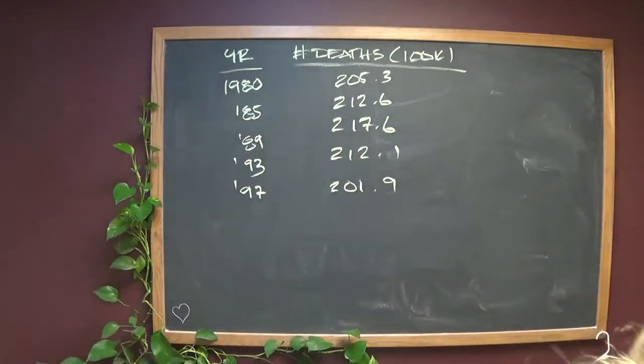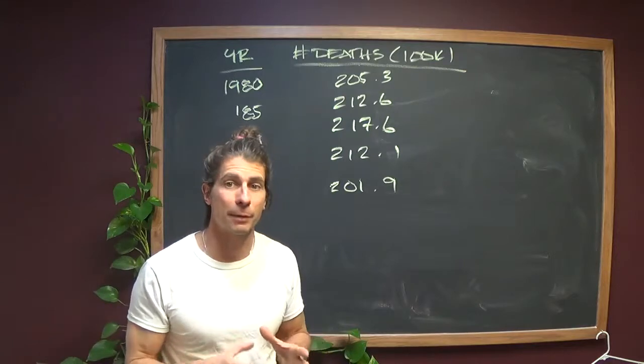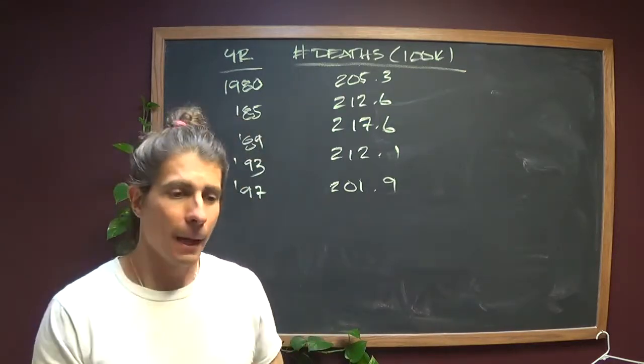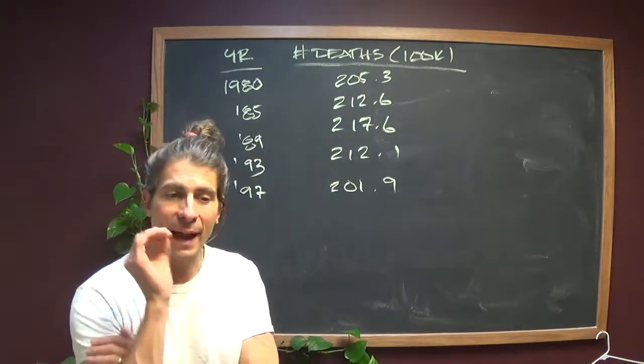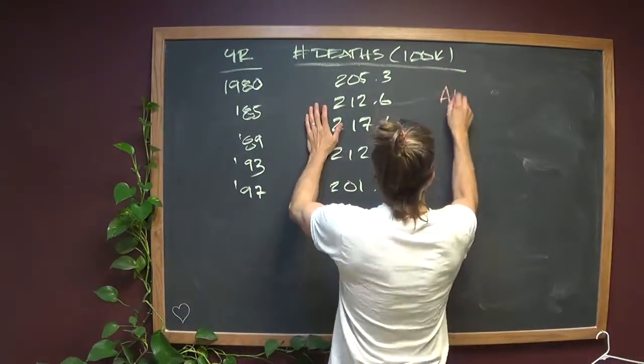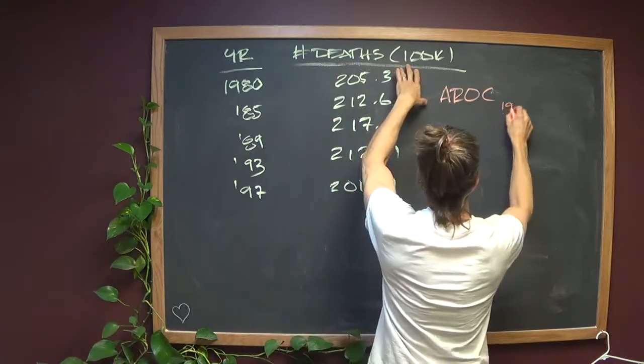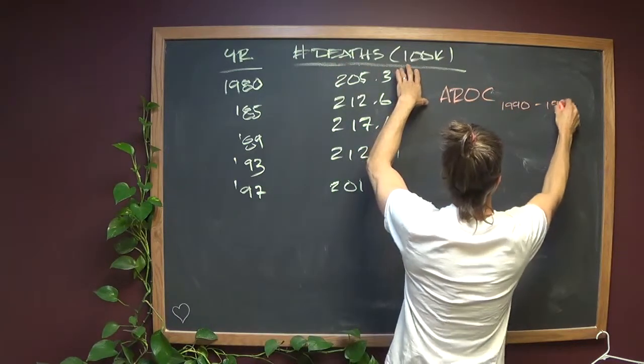So what I've got you doing is running those data through your TI to get a quadratic regression. So I'm assuming you've already done that. The first question asks you to find an average rate of change in these cancer deaths per 100,000 from 1990 to 1995.